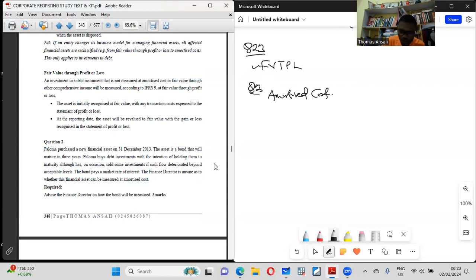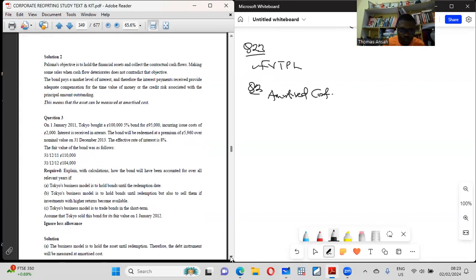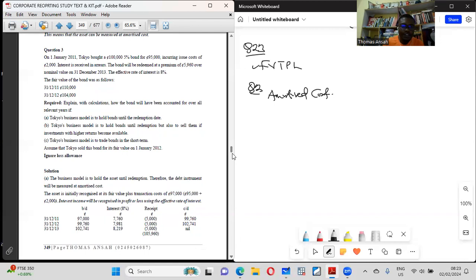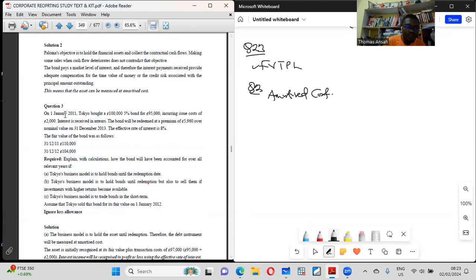All right. Let's go on. Question 3. I like this question 3 because it communicates everything. It says that in July 2011, Tokyo bought 100,000 5% bonds for 95,000. So the fair value is 95,000, incurring issue cost of 2,000. Interest is received in arrears, and the bond will be redeemed at a premium. Okay, that's fair. Then you have 31st December 2013. The effective rate is 8%.